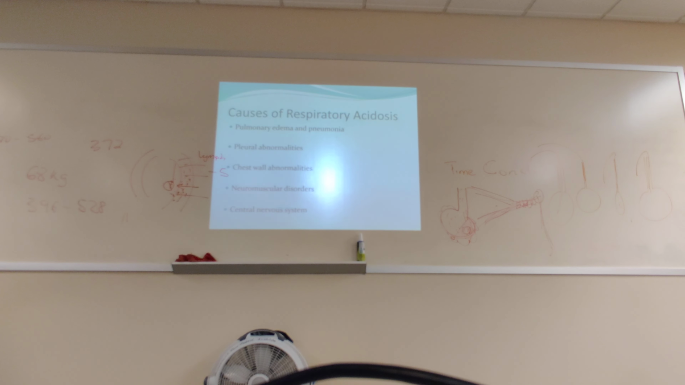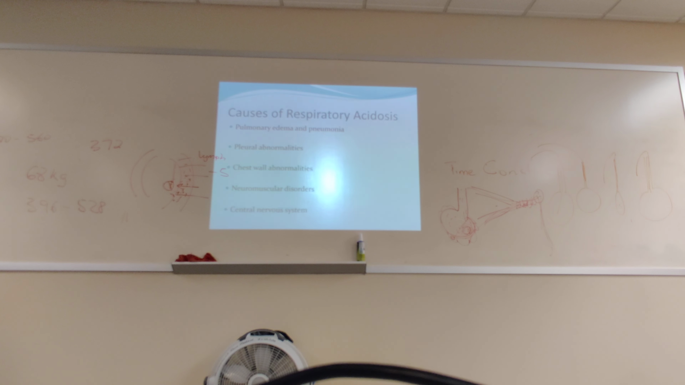Neuromuscular disorders, yes. Guillain-Barré, myasthenia gravis, they're going to affect your diaphragm and your external intercostal muscles. You can't create enough negative pressure. Therefore, you can't get in enough tidal volume. Your CO2 is going to go through the roof.